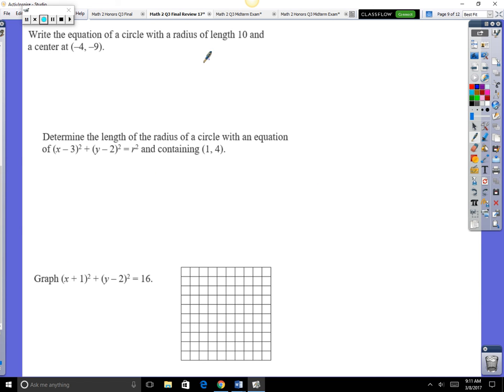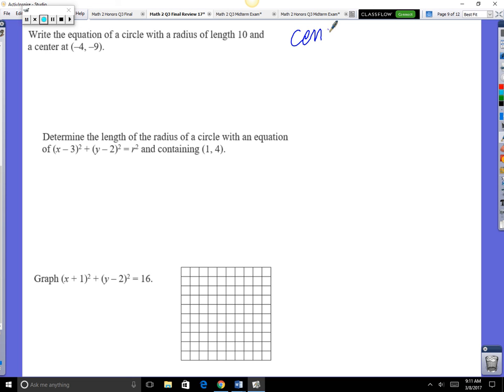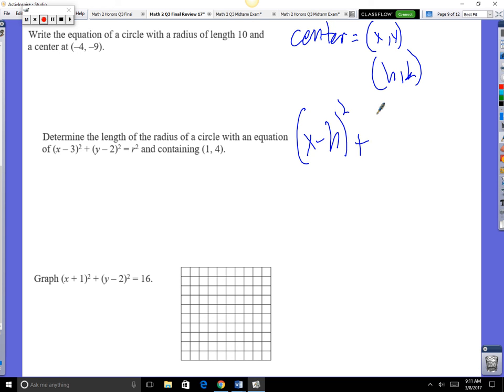Okay, circles. So for the equation of a circle, you need to know where the center is. The center is at some x and some y, but that's the most important point of all the circles. So we're going to call that x and y h and k. And your formula is going to be x minus h, the distance from the center, squared, plus y minus k, the distance from the center, squared, equals r squared. So we just need an h and a k, and then you need to know r.